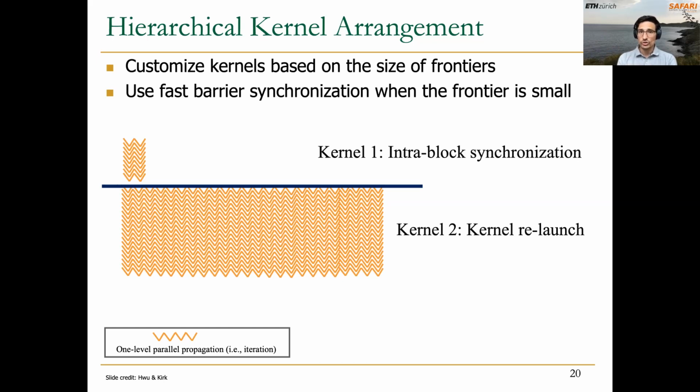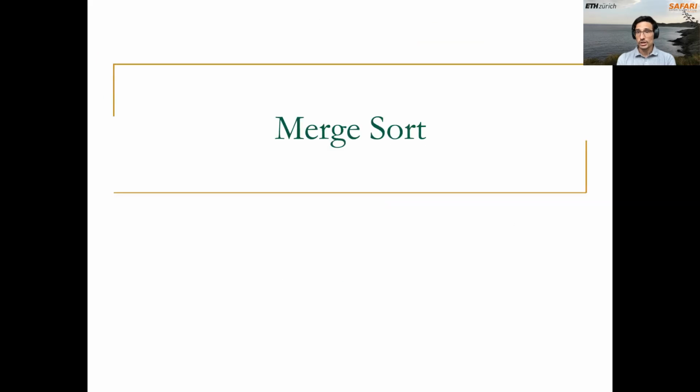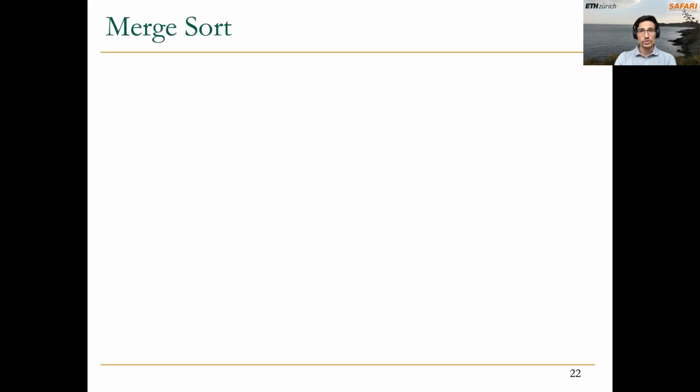If not, we'll have to go for kernel 2, where we have to relaunch the kernel. But remember that we also discussed a more efficient version that saves this kernel termination and relaunch by using persistent thread blocks. So this has been also so far regarding the parallel patterns. Today we talk about a new parallel pattern that is called merge sort.